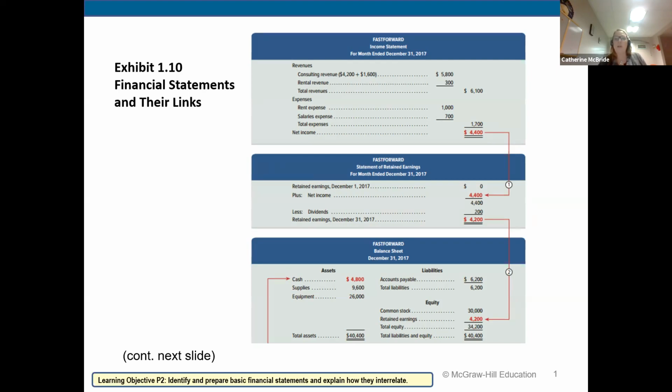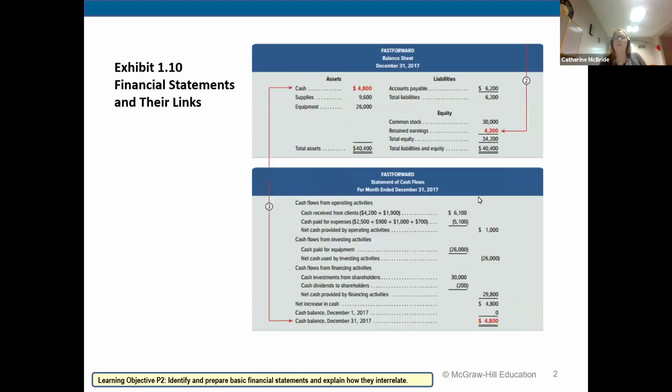So as we move down to the balance sheet, you see that the balance sheet starts on the heading with the company name, and then the name of the balance sheet. But then look at the date. The date on the balance sheet is a specific date and time. The balance sheet is the only financial statement that is a specific date and time. Now, you don't have to memorize that. It's going to be on the quiz, but you don't have to memorize it because you can think through it logically.